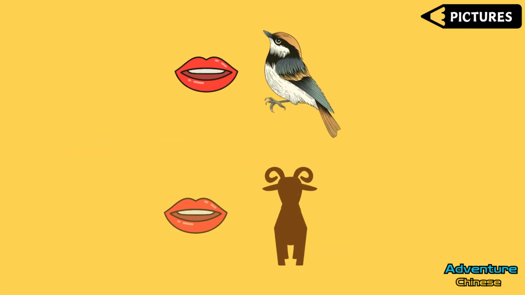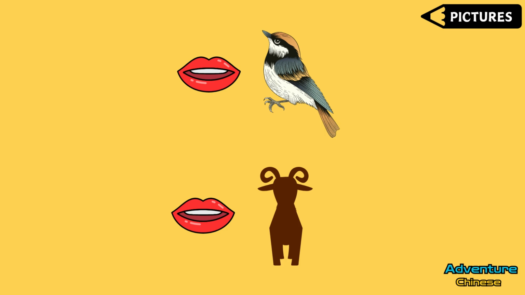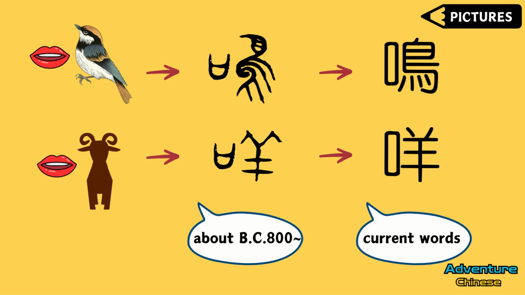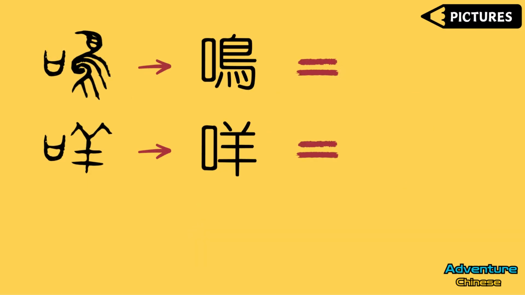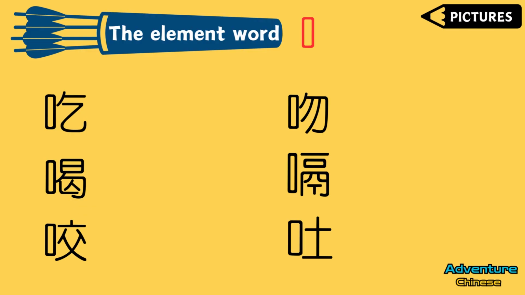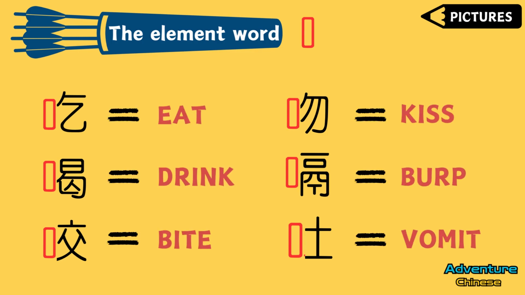If we combine a mouth with a bird or a mouth with a goat, what does that mean? Here are the words created with a mouth and a bird and a goat. We have bird's mouth and goat's mouth. You might guess they probably have some relation with sounds made by a bird and made by a goat. Yes, you are right. Here are 6 Chinese characters we don't know yet. However, we can find they all contain the element word mouth. So we can know these words are related to a mouth in some way. It's a very useful trick to understand new Chinese words.